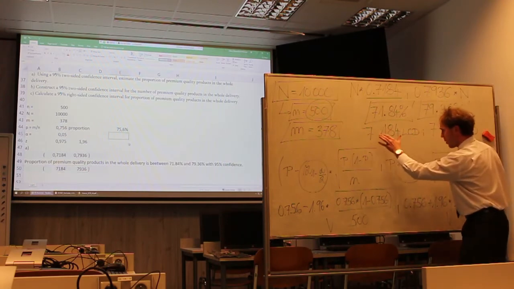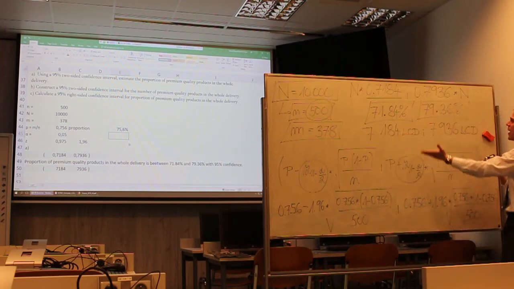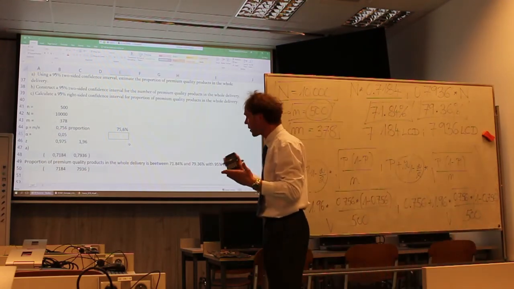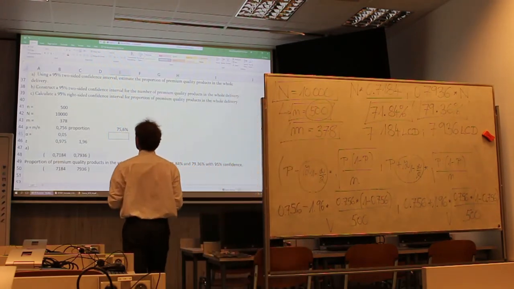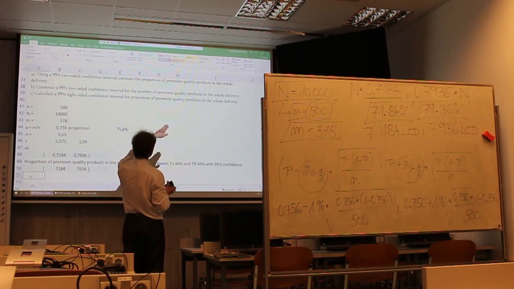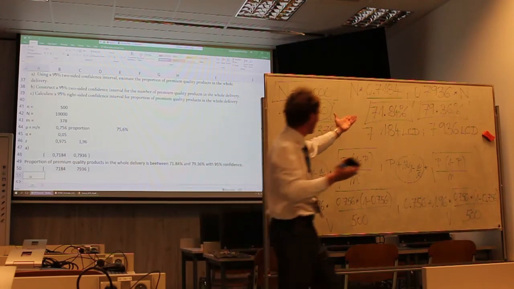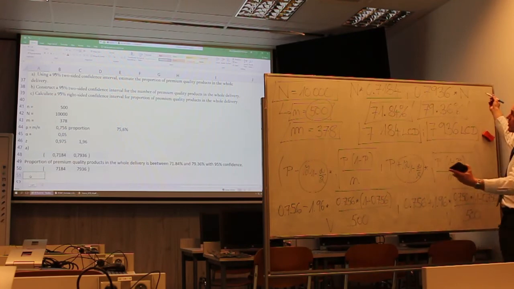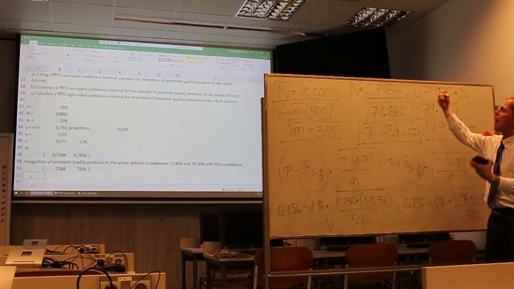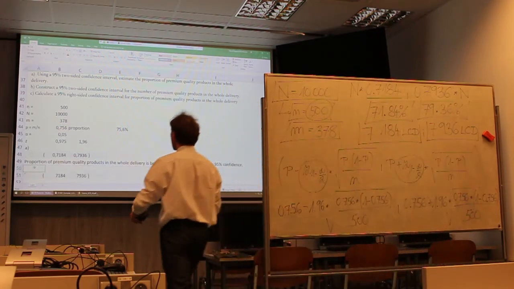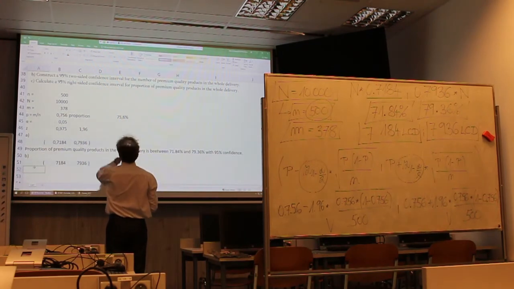At least 7,184 displays, at most 7,936 displays in the whole delivery. Yes, this is the 95% two-sided confidence interval. We will construct the 95% two-sided confidence interval for the number of displays, we already calculated, yes, B. We already calculated B, so this is a number. We multiplied the proportion by the population, the number of all displays.